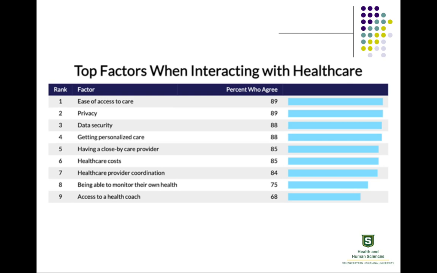And then you have the issue of privacy, data security, healthcare costs, and being able to monitor your own health. So there are a number of things that act as a barrier to access that are not only about cost. A lot of the time, we spend a lot of time talking about cost, so it may look as if cost is the primary concern, but no, there are so many other things that come into play when we are looking at access.